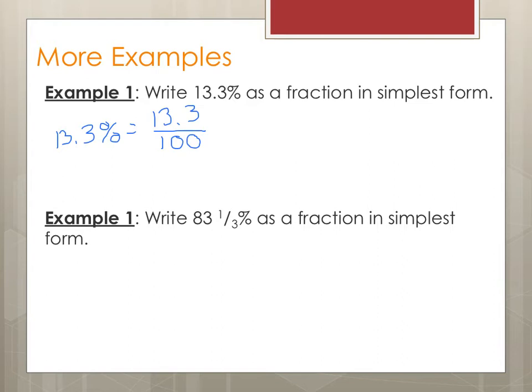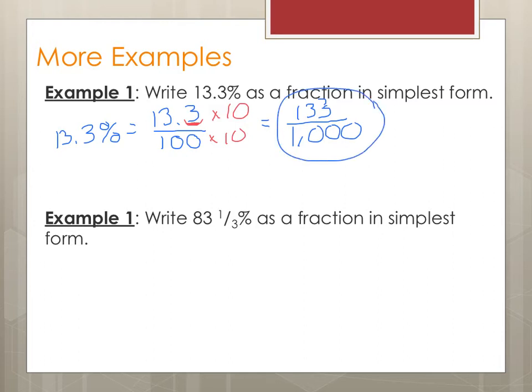we're going to need to move this decimal over one place, and we're going to do that by multiplying by 10. We take the place value of the last number in the decimal, which is in the tenths place, and we multiply by that power of 10. And whatever we do to the top, we'll do to the bottom. So when we multiply the top by 10, we get 133 over 100 times 10, which is 1,000. There are no common factors between 133 and 1,000, so this is the fraction in simplest form.